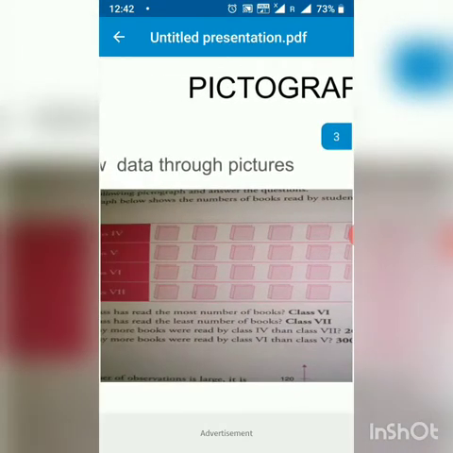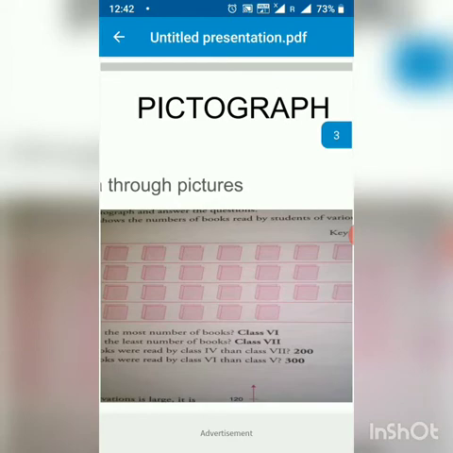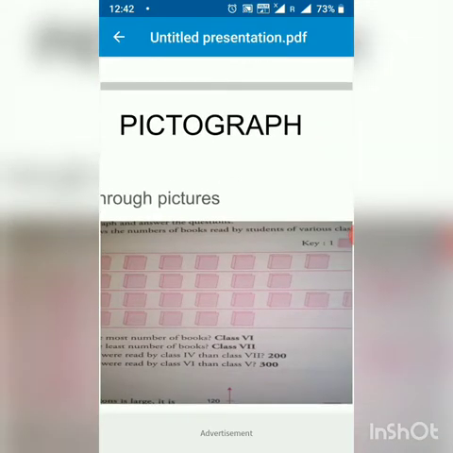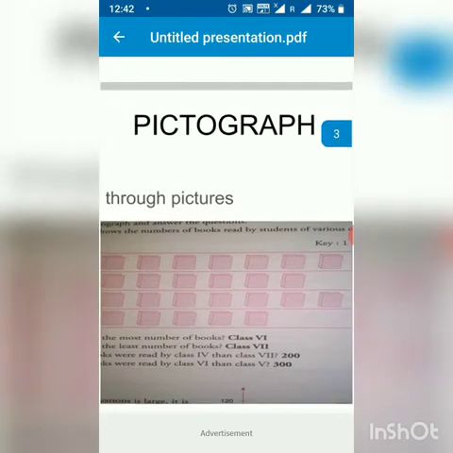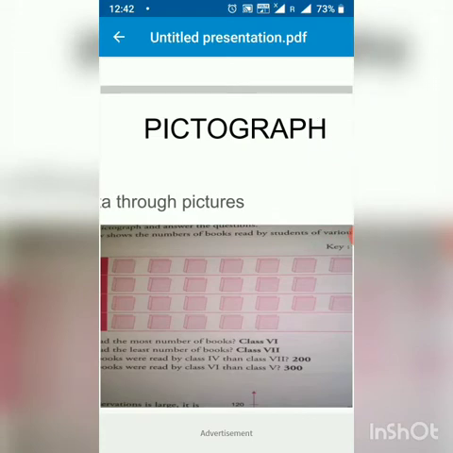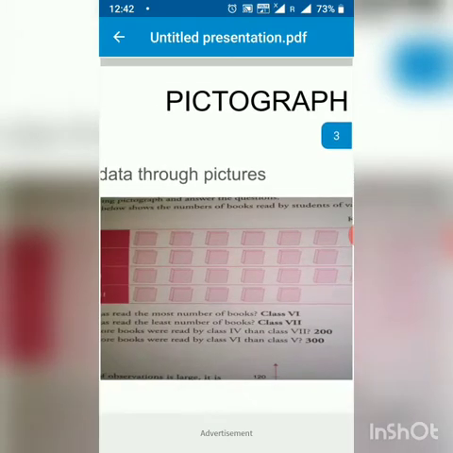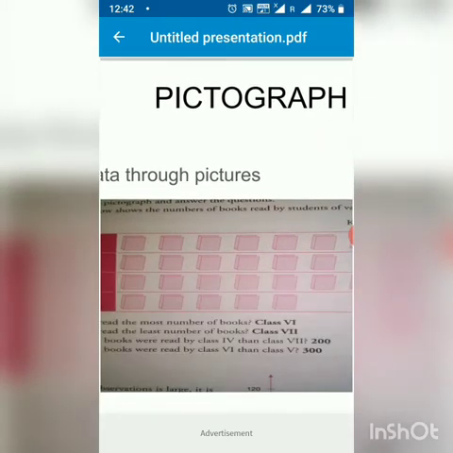So in class 4, the number of books read by the students, it is represented in how many pictures? It is 7 pictures. So from this picture, what do you know? What did you understand? That in the 4th class, how many books are read? It is 7 into 100, that is 700 books. Like that in class 5, how many books are there? It is 6 pictures. So how many books are read? It is 6 into 100, it is 600 books.